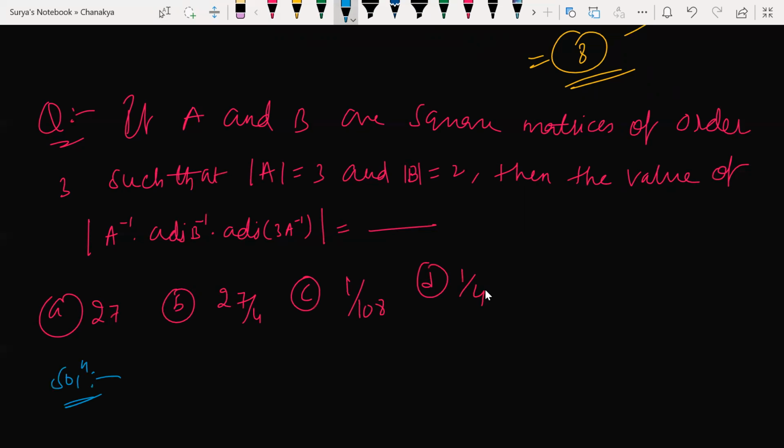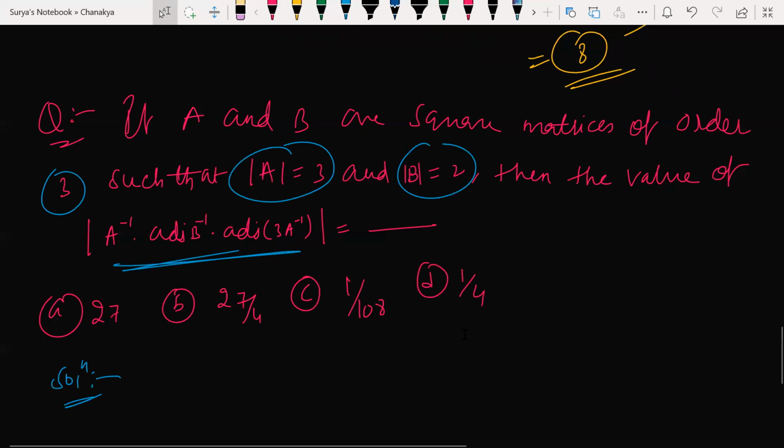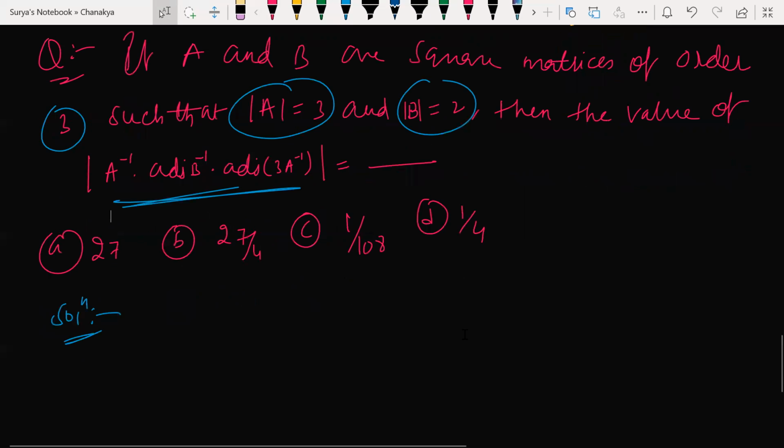A and B are square matrices of order 3 such that determinant of A and determinant of B are given. Then the value of this is what? Very, very simple. We should know the formulas, then it becomes very, very simple. See, beta, what idea can we apply here?